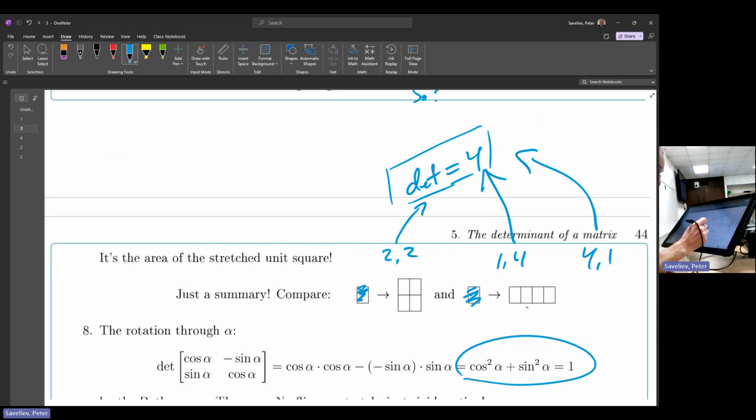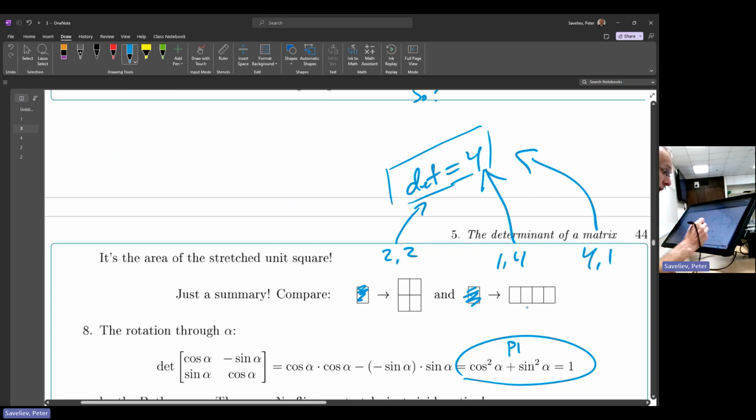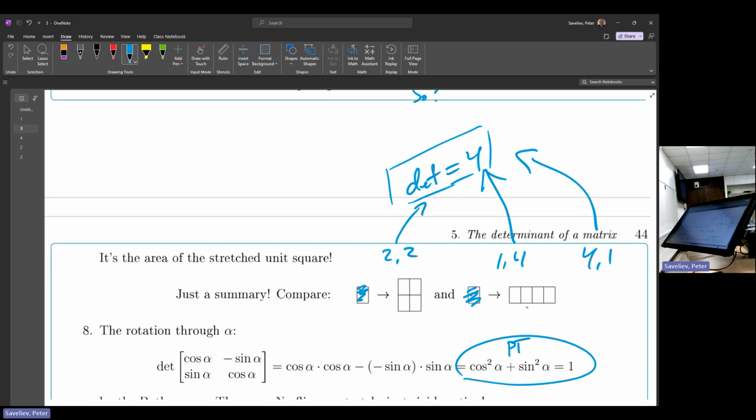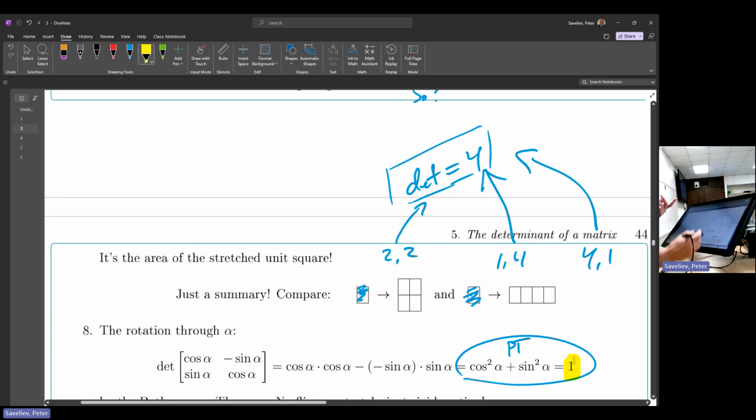It comes from the Pythagorean theorem. You can call it the Pythagorean theorem, but it happens to have the hypotenuse equal to 1. That's all. So if the hypotenuse is equal to 1, then the angle will produce cosine alpha and sine alpha, the other two sides, and the Pythagorean theorem produces 1. And then indeed the determinant is equal to 1 for the rotation, so there is no flip.